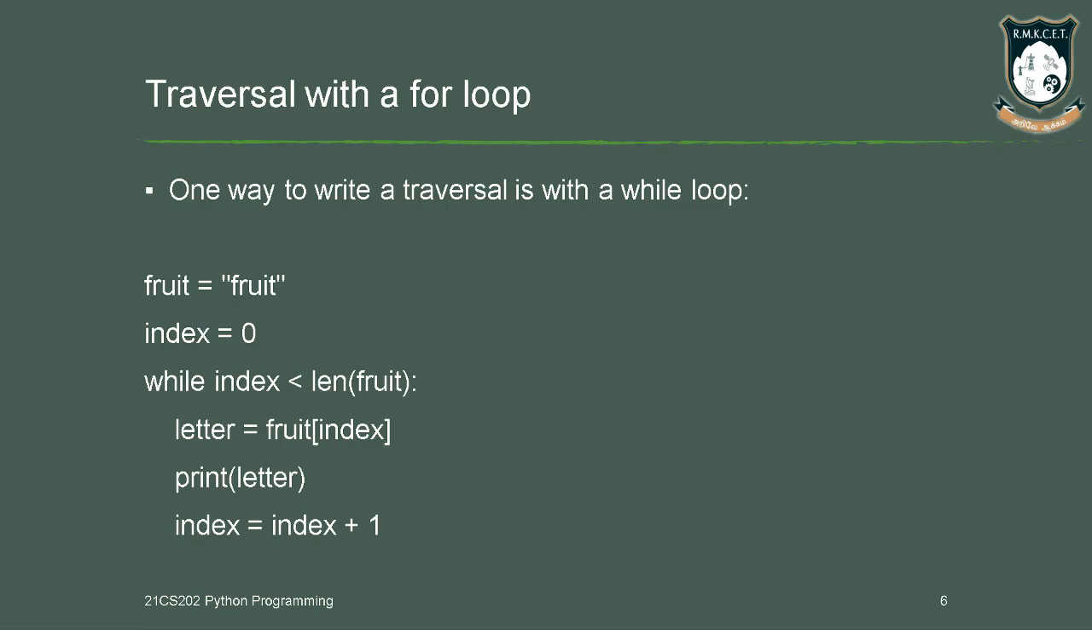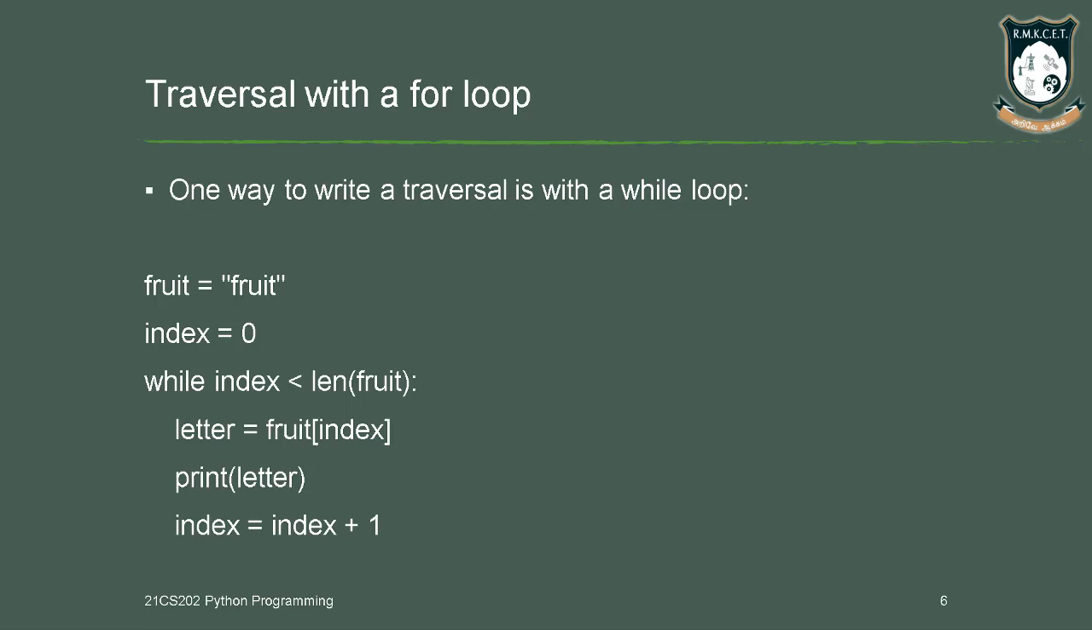That character is taken and given to the variable set to be letter. Then that particular character is printed. In the next step, the value of index is incremented. Currently the value of index is 0, and now it is incremented by 1.